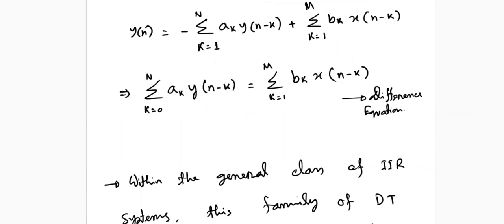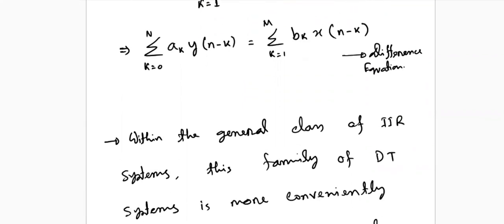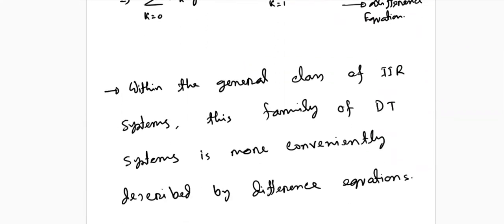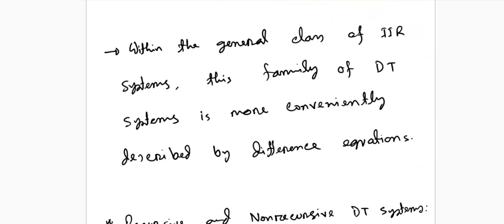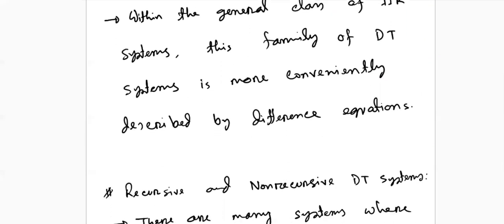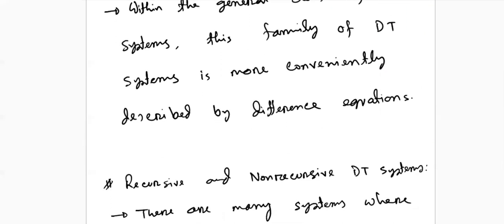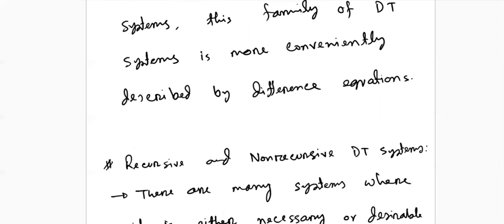And every difference equation actually represents a filter. It is also mentioned in the literature: within the general class of IIR systems, this family of DT systems is more conveniently described by the difference equation. As I already mentioned, the convolution sum is not capable of representing the output for the IIR system.